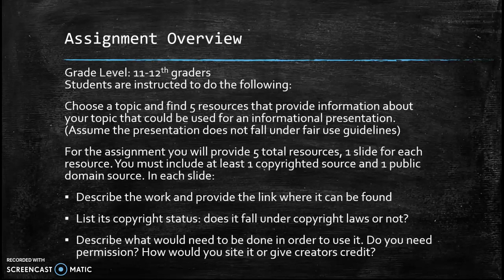They must include at least 1 copyrighted source and 1 public domain source. In each slide, they need to describe the work and provide the link where it can be found. They need to list its copyright status, whether it falls under copyright laws or not, and describe what would need to be done in order to use it. So, do they need permission? Would they need to cite it or give creators credit?